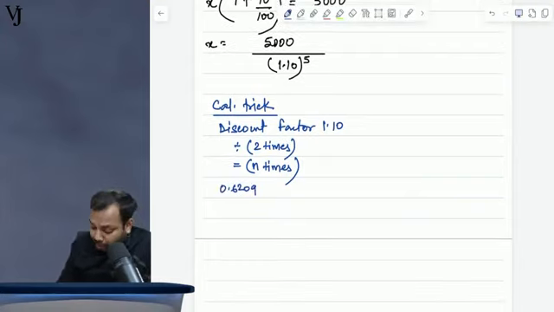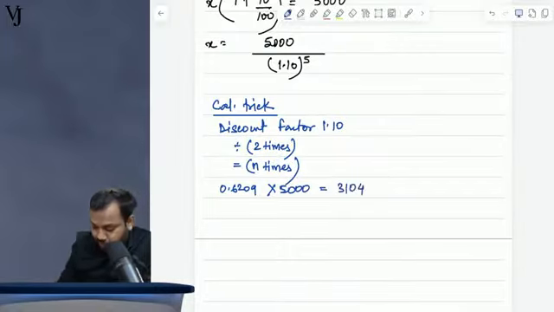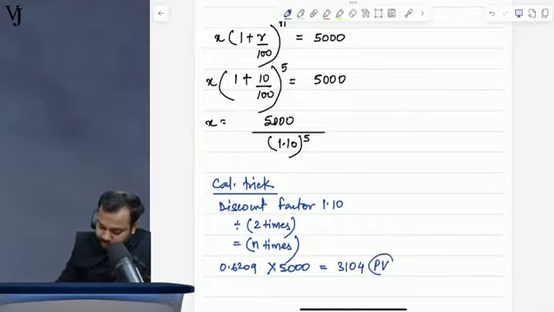0.6209. Now multiply this with the amount. How much? 5,000. So what is the amount? Tell me. Multiply by 5,000. It is 3104. 3104 is the present value. This is your present value.